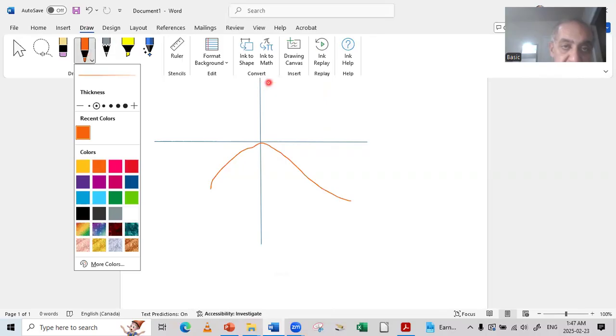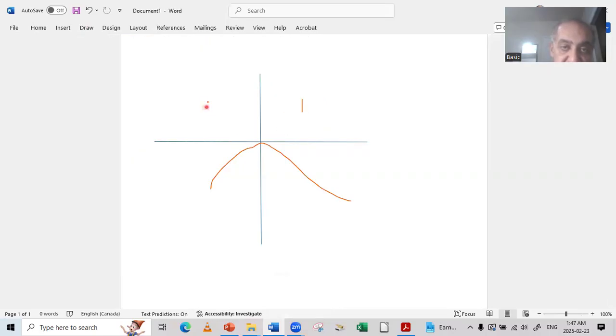This is quad 1. This is quad 2. This is quad 3. And this is quad 4. So like you see here, it goes from quad 3 to quad 4.